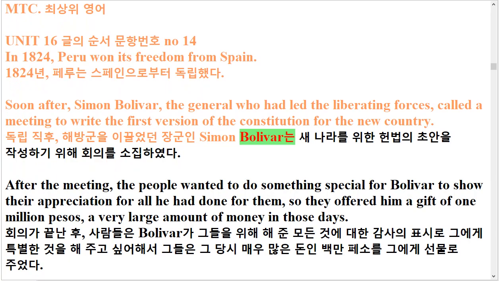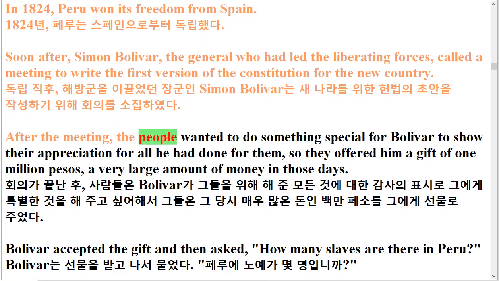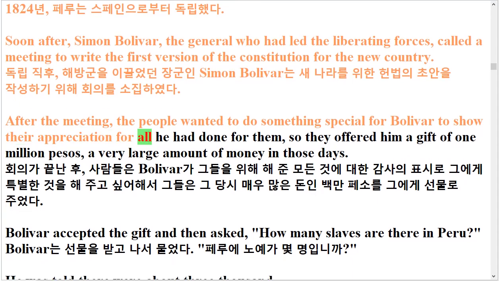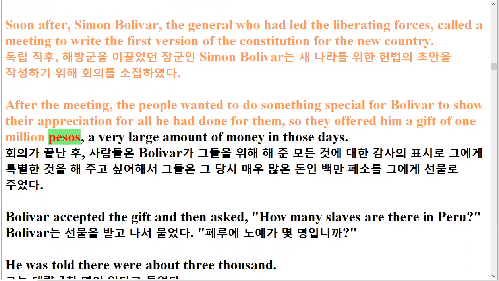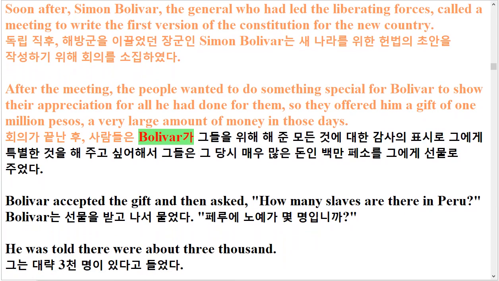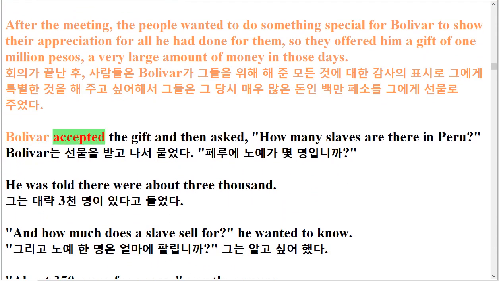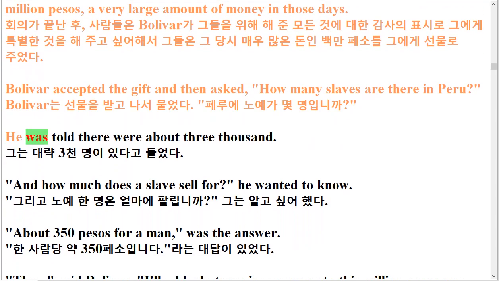After the meeting, the people wanted to do something special for Bolívar to show their appreciation for all he had done for them, so they offered him a gift of 1,000,000 pesos, a very large amount of money in those days. Bolívar accepted the gift and then asked, "How many slaves are there in Peru?" He was told there were about 3,000.